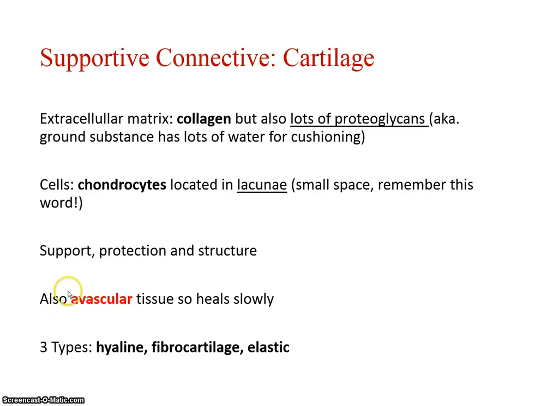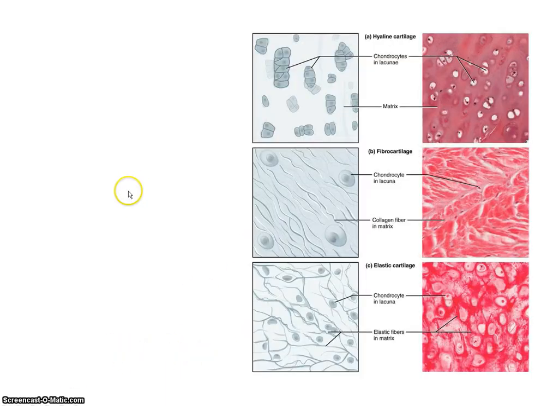They are avascular, like the dense regular and dense irregular connective tissues. So when they're damaged, it takes a while to heal cartilage. Three major types are hyaline, fibrocartilage, and elastic, and these are named for the majority of what we find in the matrix. All of them will have chondrocytes. Here are some pictures to show what these things look like, and we'll be looking at hyaline cartilage and elastic cartilage in lab, not the fibrocartilage. So you don't need to know that one for the practical.